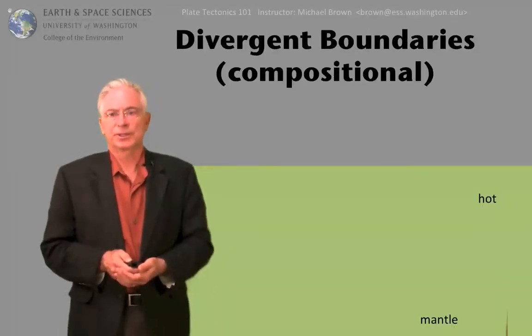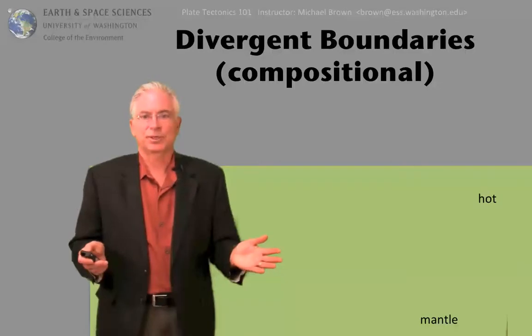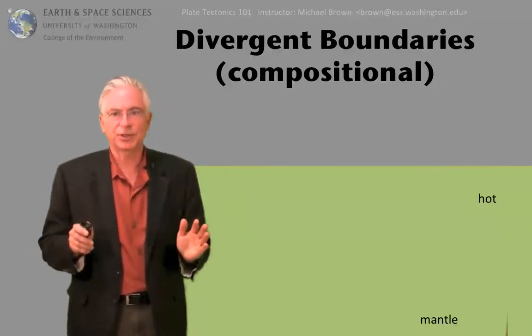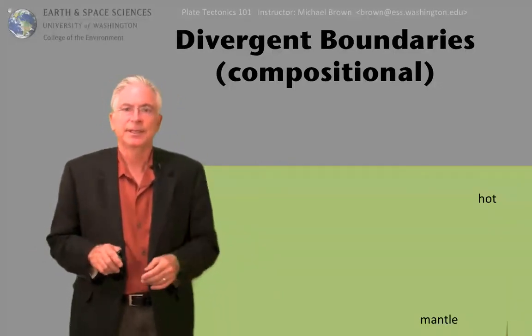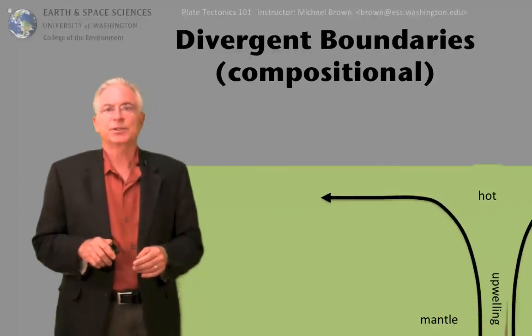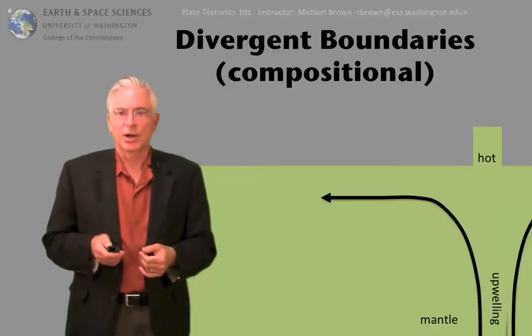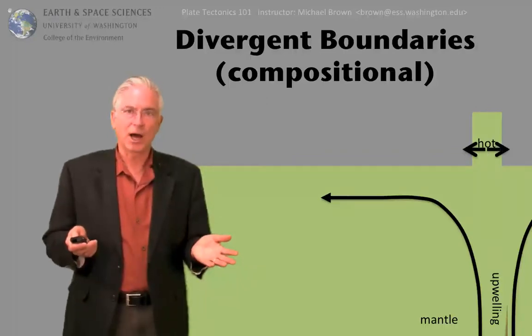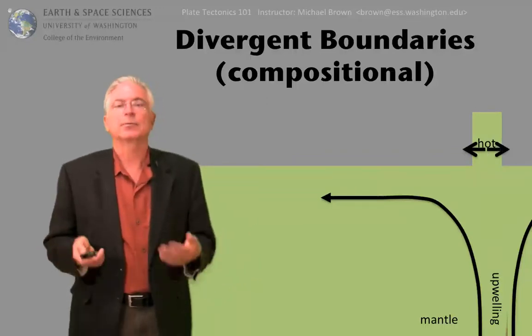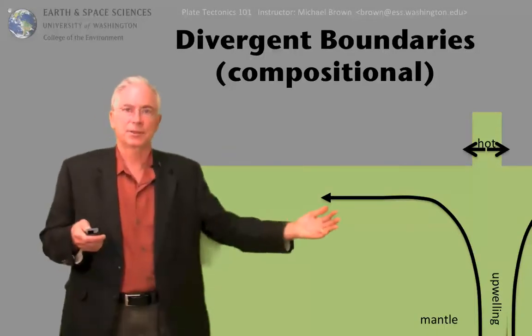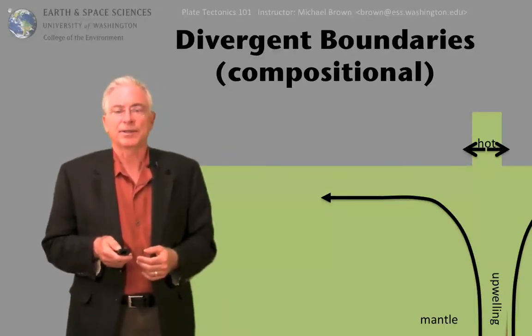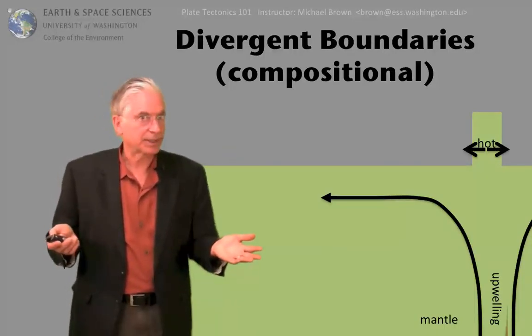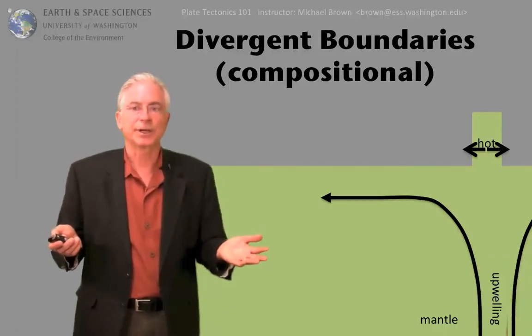So let's look first at divergent boundaries. I start with this picture in terms of composition. So we have the mantle. Now, the mantle in regions where upwelling occurs is going to be hotter than the surrounding mantle. Because the mantle is hotter, it's less dense, it will rise higher than the surrounding mantle on either side. That's simply a process of isostatic equilibrium.